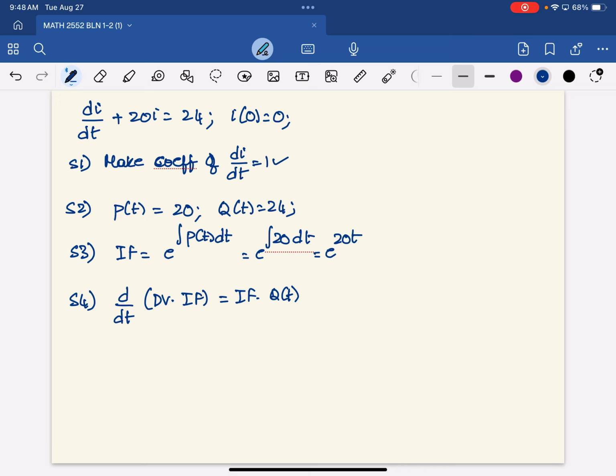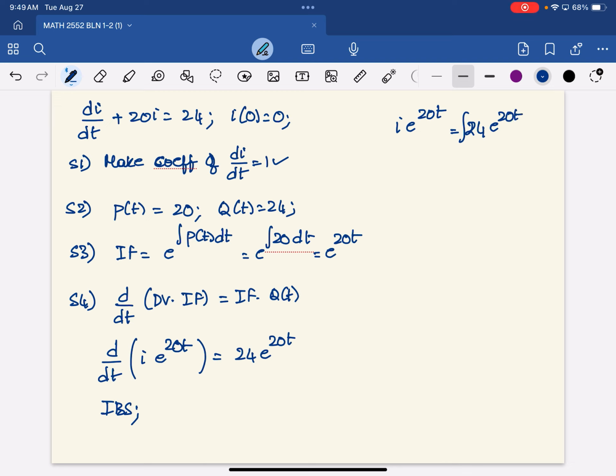In this case, it gives me d/dt of I times e to the 20t equals 24 times e to the 20t. I want to find the current, so I integrate both sides. When I integrate both sides, I get I times e to the 20t equals the integral of 24 e to the 20t dt. Right? Yes?